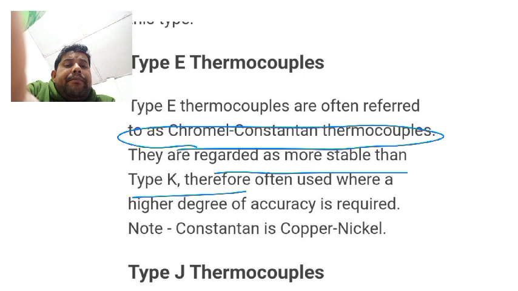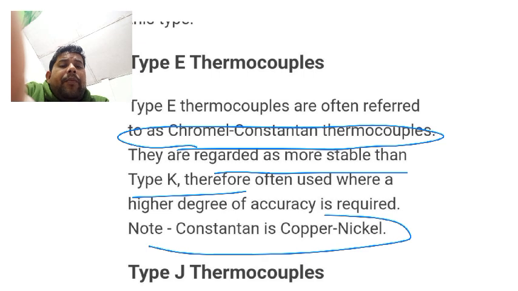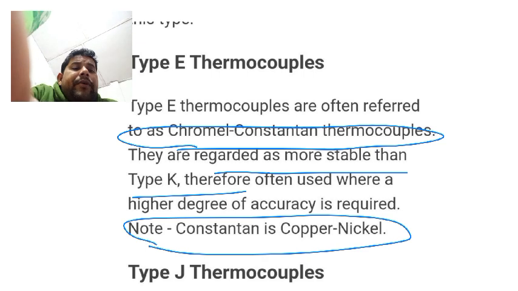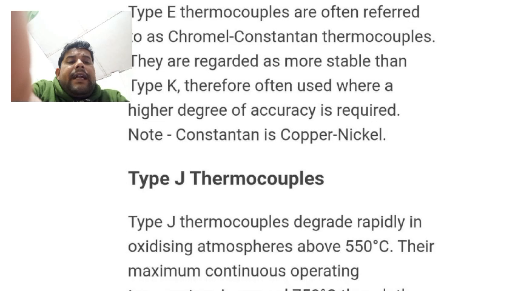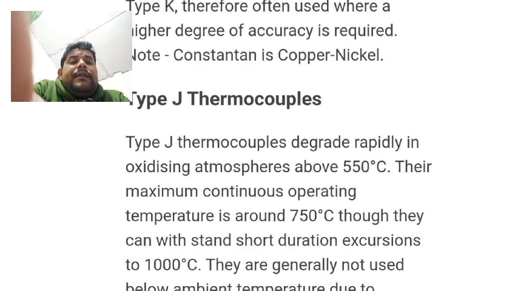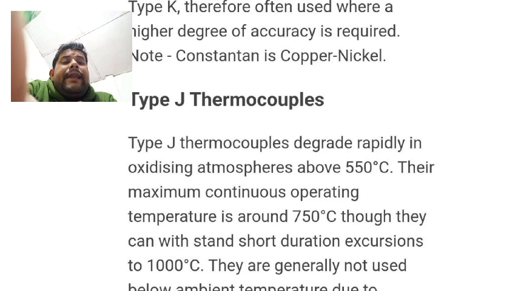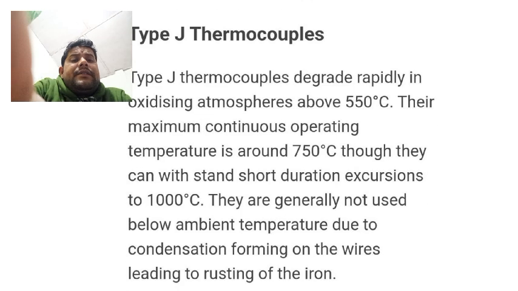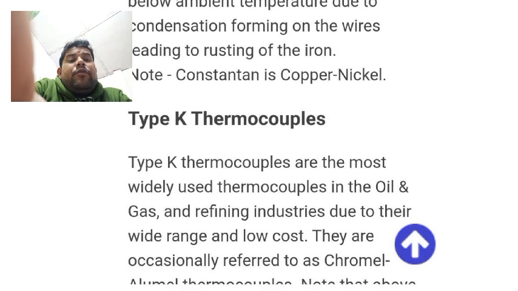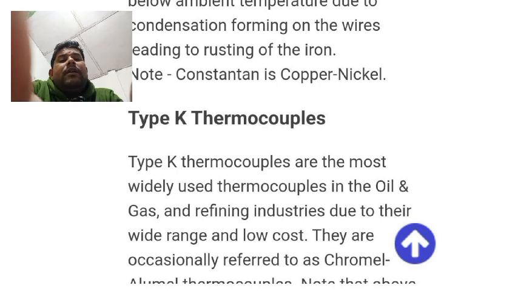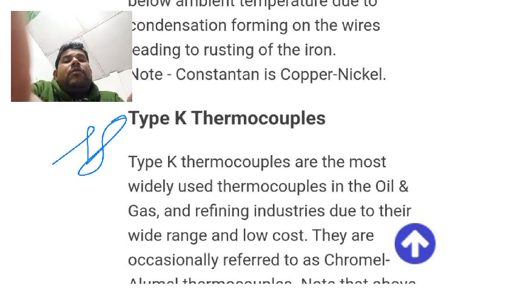We have also studied the material used in nickel, copper, chromium. Second is the J-type thermocouple. The J-type thermocouple degrades rapidly. We have discussed this thermocouple also. The K-type thermocouple is the important thermocouple, and in most industry this thermocouple is used because the cost is low, the range is appropriate, and that's why it is mainly used.